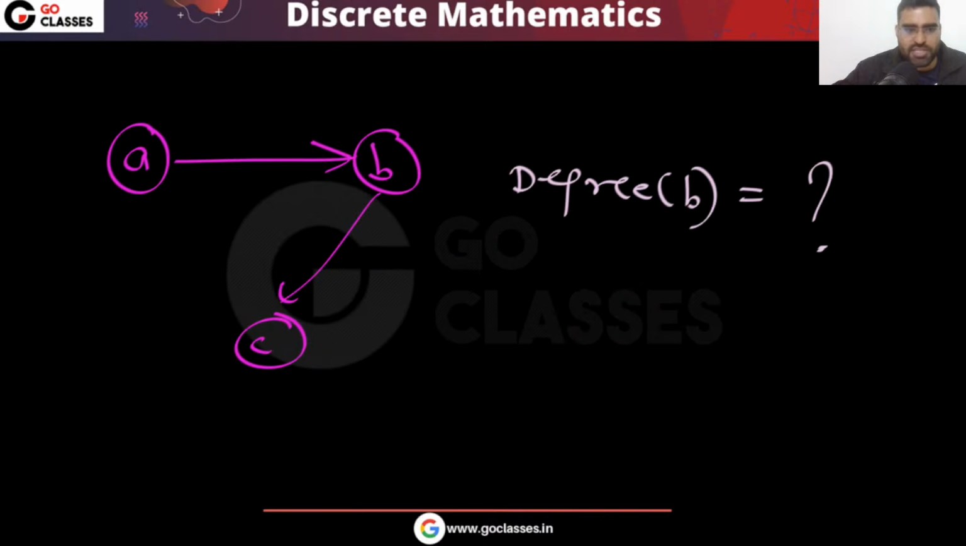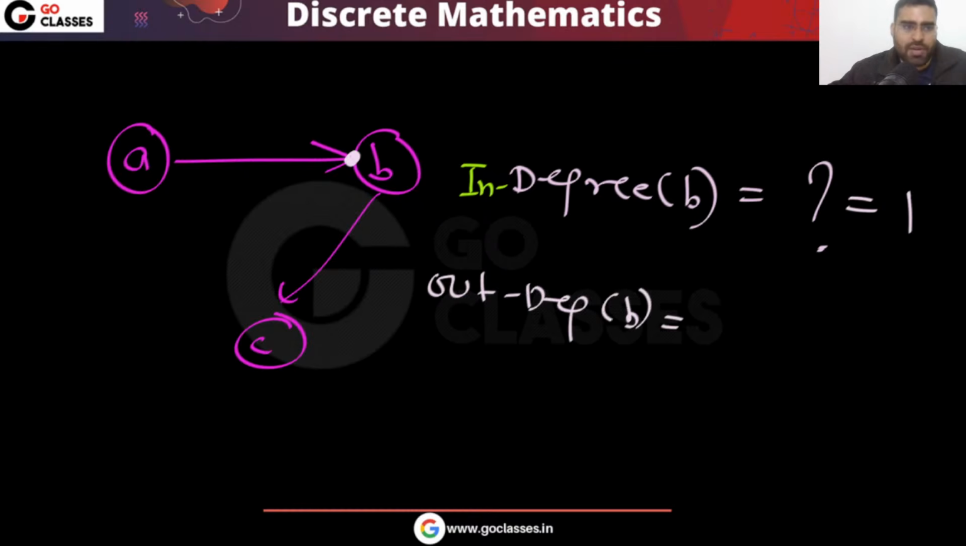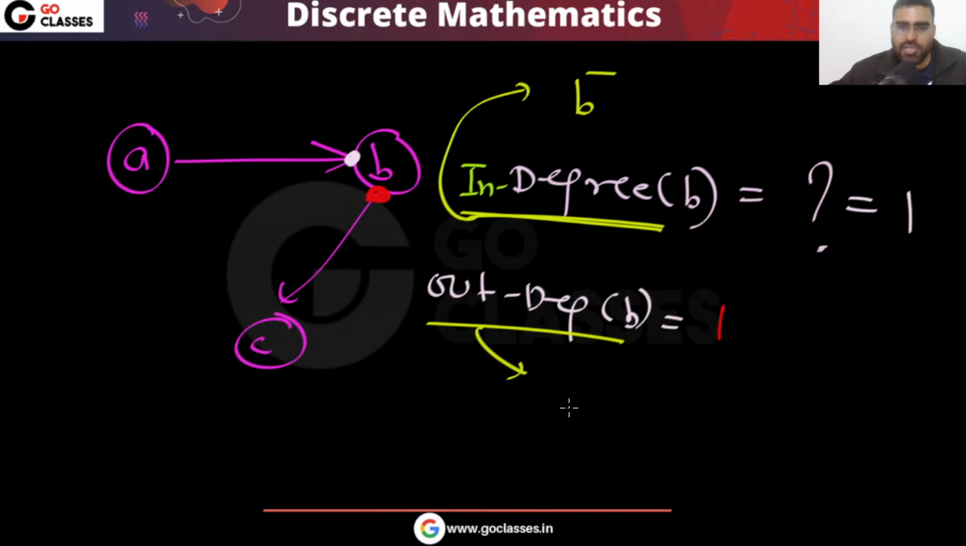Now, you can simply ask what is the in degree and out degree. So what is defined then? In degree and out degree are defined. What is the in degree of B? In degree means how many incoming edges into B. The in degree of B will be 1. The out degree of B is the number of outgoing edges, which is also 1. The in degree of B is denoted as B minus, and out degree is denoted as B plus. So B plus is 1 and B minus is 1.